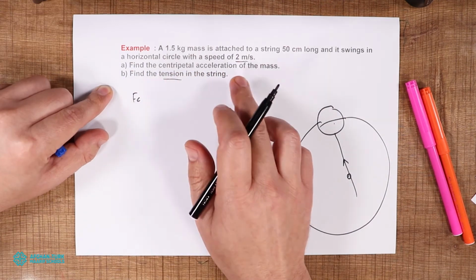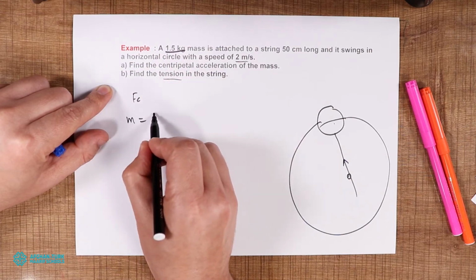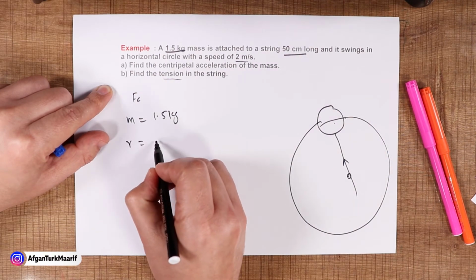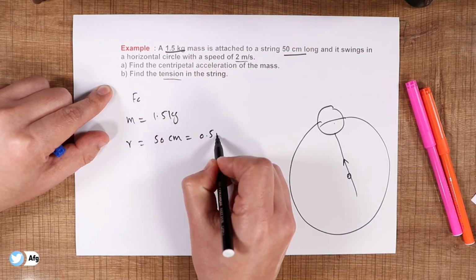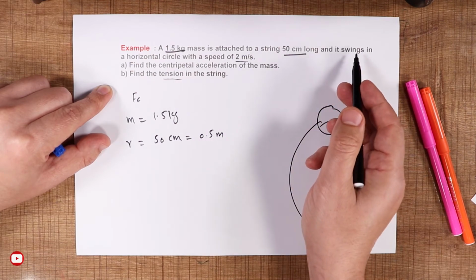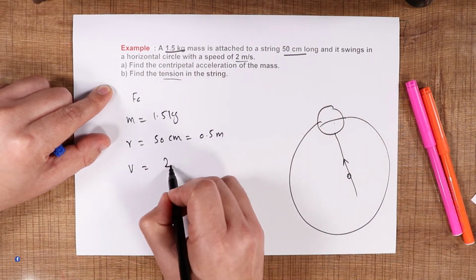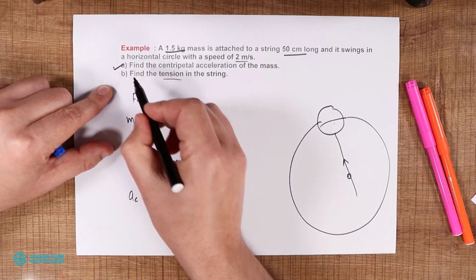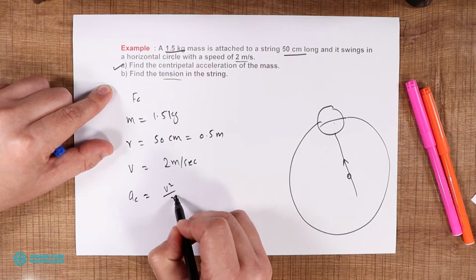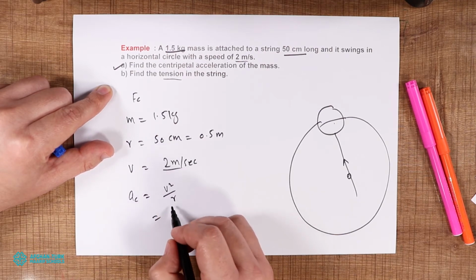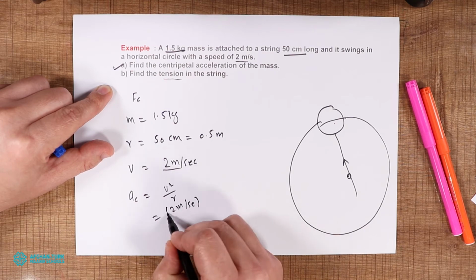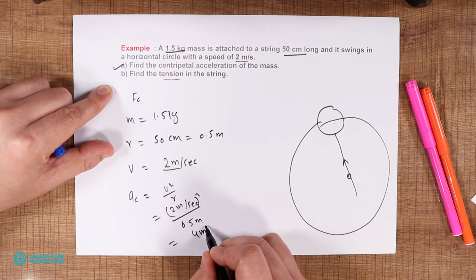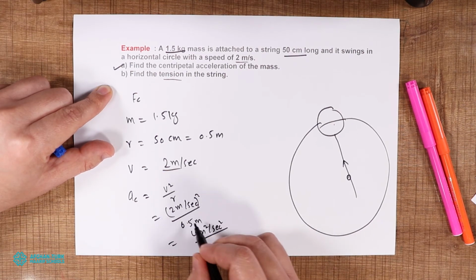Let's see what is given. Mass is equal to 1.5 kilogram. String, meaning the radius, is equal to 50 centimeter, which is equal to 0.5 meter. Next, speed v is also given, v is equal to 2 meter per second. First we are going to find the centripetal acceleration, which is equal to v squared divided by r. Using these values, (2 meter per second) squared divided by 0.5 meter, which is equal to 4 meter squared per second squared divided by 0.5 meter.